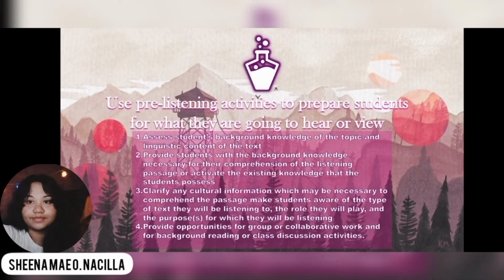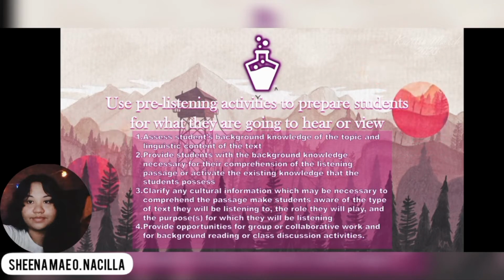Third is to clarify any cultural information which may be necessary to comprehend the passage, make students aware of the type of text they will be listening to, the role they will play, and the purposes for which they will be listening. So through pre-listening activities, you could give them a glimpse of what you are going to listen to, what the purpose of listening to this passage, story, or poem is, and how it would relate to the students' role in their lives.